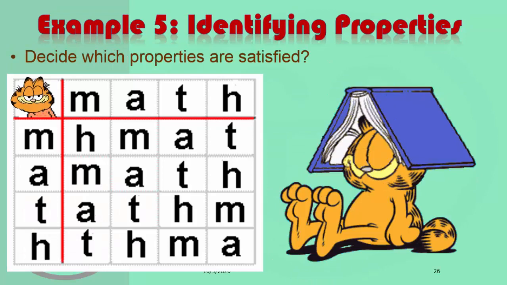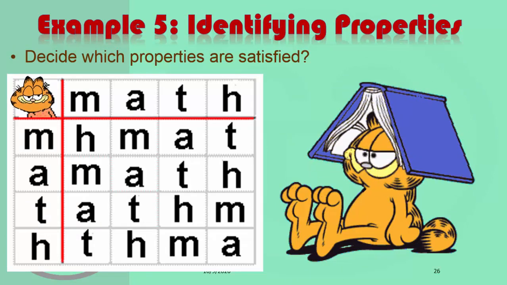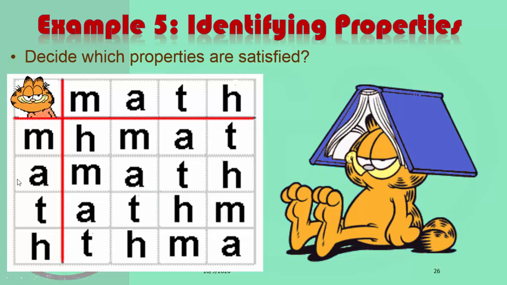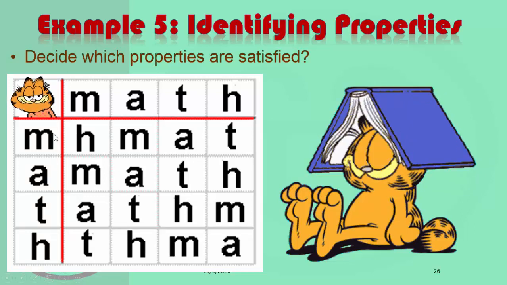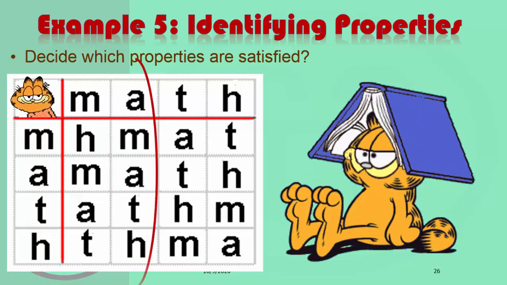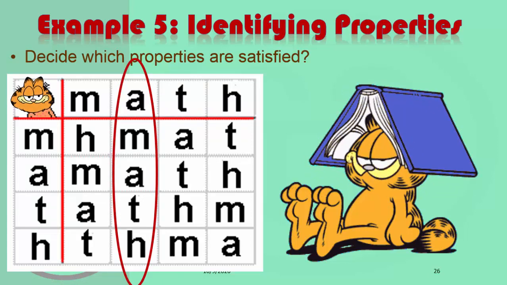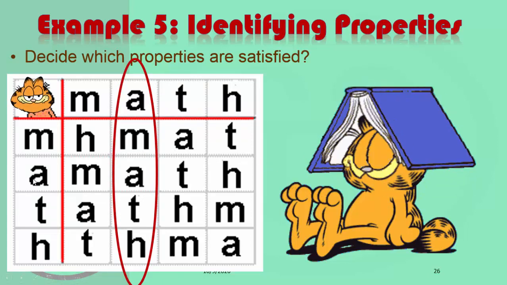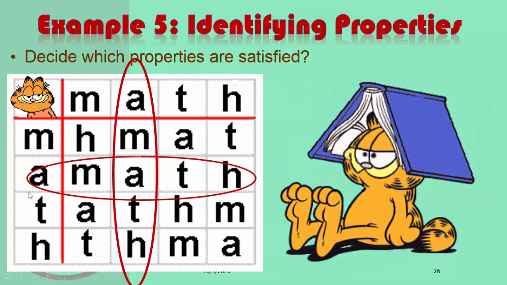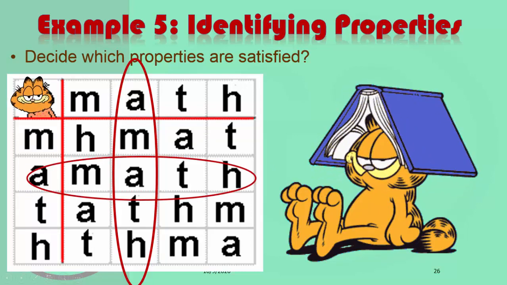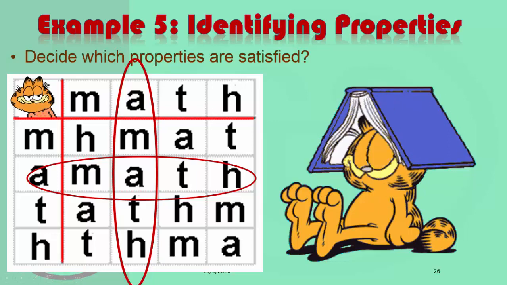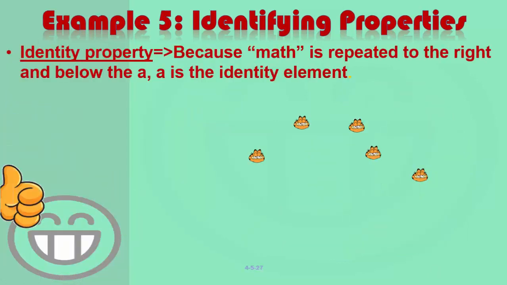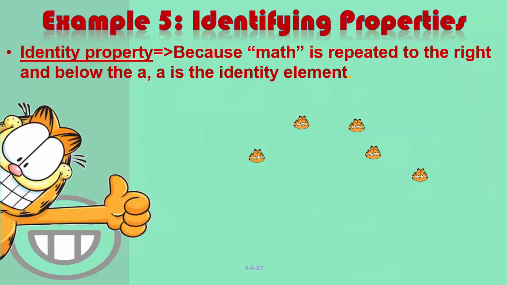Now let's look at the identity property for Garfield. And we want to look at where MATH exactly shows up repeated. And here it is under the A. And then we want to see where it's repeated in the row. And again, it's next to the A. So that means A is the identity element, because MATH is repeated to the right and below the A.